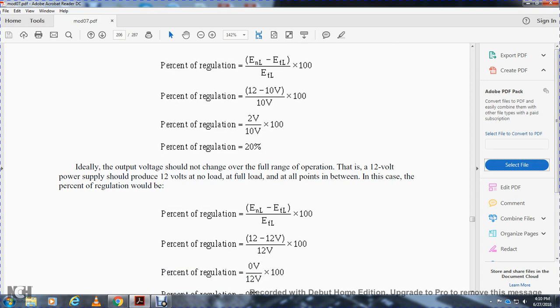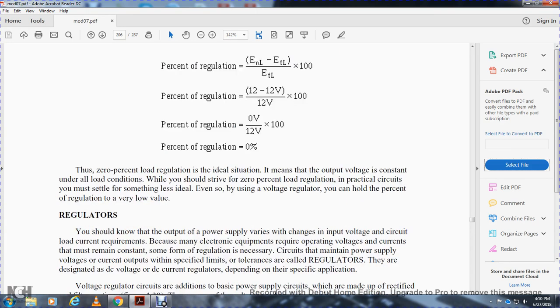Ideally, the output voltage should not change over the full range of operation. The 12-volt power supply should be 12 volts at no load, at full load, and at all positions in between. For the percent regulation, the voltage at no load minus the voltage at full load, over the voltage at full load, times 100, you get 0%.